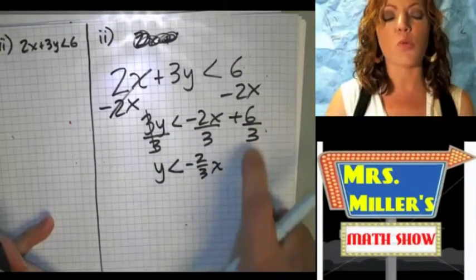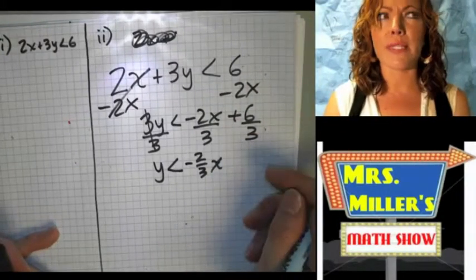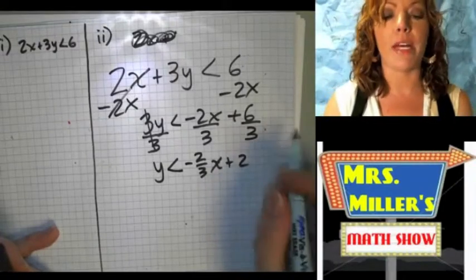Everybody shout out. What is 6 divided by 3? 2. How about everybody shout out? What is 6 divided by 3? That's a little better. Okay.